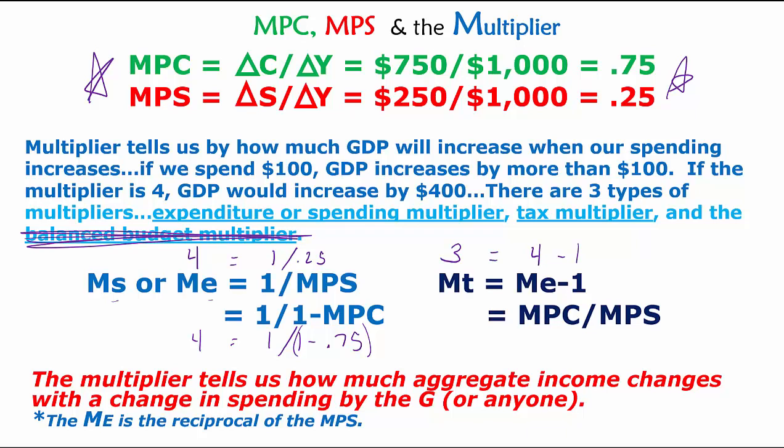That's right, 3. Or the econ textbooks, they always just say take your MPC and divide by your MPS. So we can do that also. 0.75 divided by 0.25, what does that give us? 3. Okay? So these multipliers tell us how much GDP will change by. So now we're going to put them into action, okay?